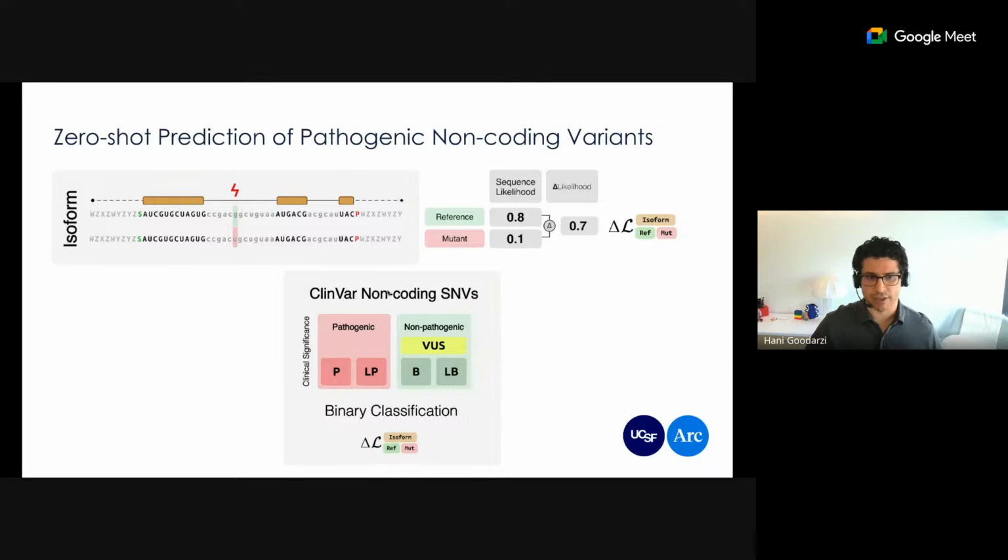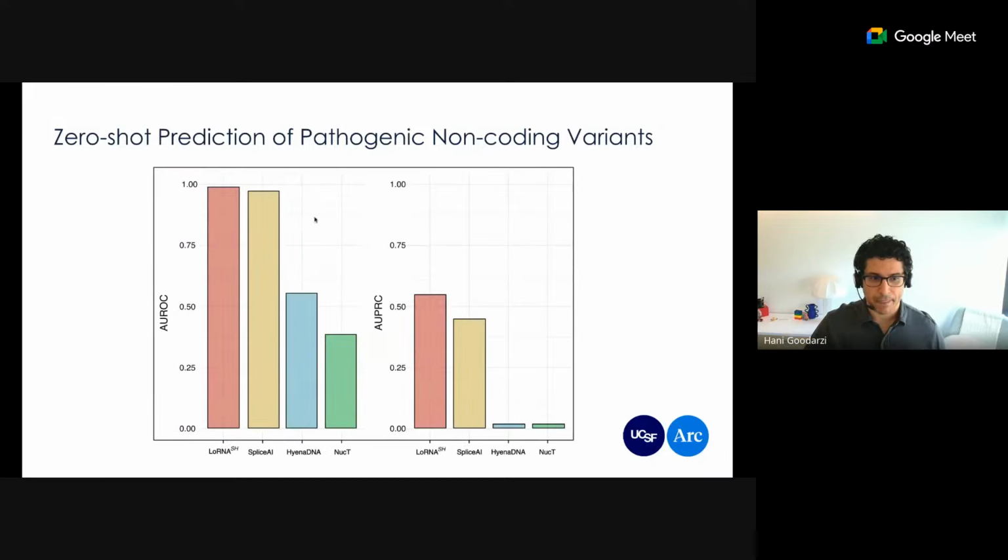So there is this nice data set of clinical variants, which is called ClinVar. You can subset it for non-coding variants and basically run this analysis that I just said. Compare the difference in likelihood of the reference versus mutant versions. And now this is a classification task because we know some of these variants are pathogenic, some of them are not. This again comes from actual clinical data, so we have the ground truth there, and you can ask how well does my model capture, using this delta likelihood as a zero-shot metric of the impact of these genetic variations, what would be pathogenic and what would not.